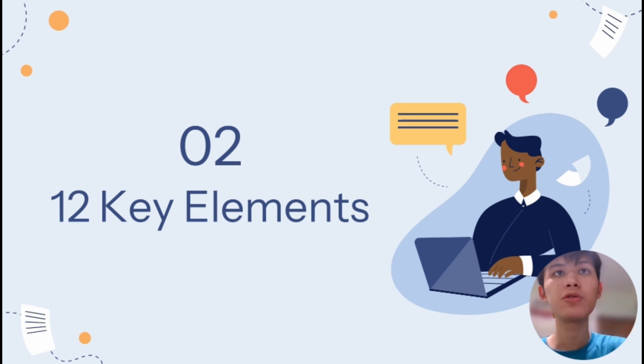So today I will be introducing the 12 key elements of critical thinking, and these elements help us to analyze information logically, to avoid mistakes, so that we can make a stronger argument. So now we'll go through each one and see how they shape decision making.